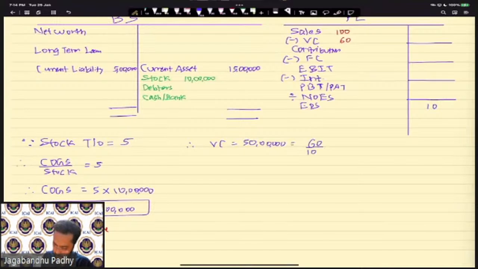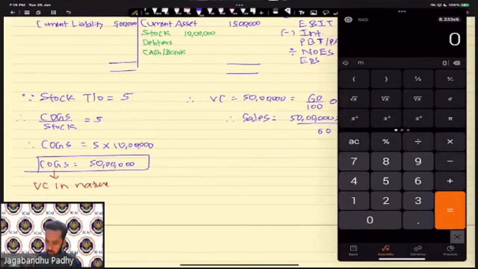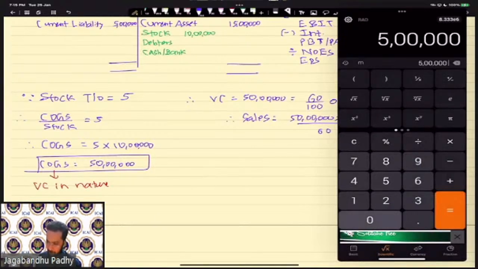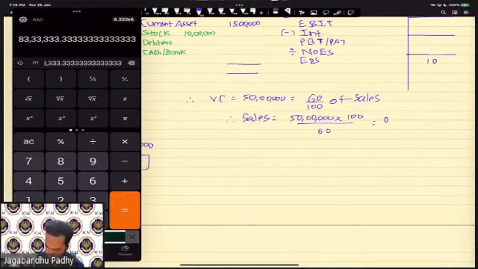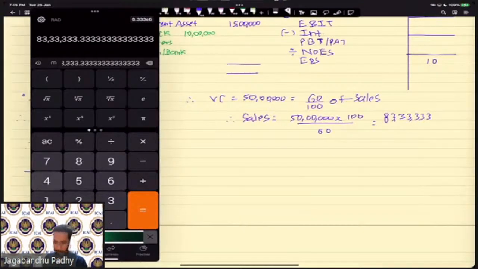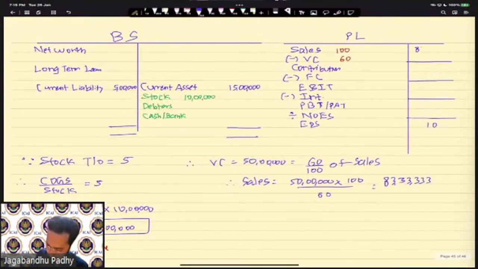That's actually 60% of sales. Therefore, the sales figure is going to be 50 lakh into 100 divided by 60. So let's check it out, that should be this number, 50 lakh into 100 divided by 60. The sales is 83 lakh 33,333. Sales is 83 lakh 33,333.